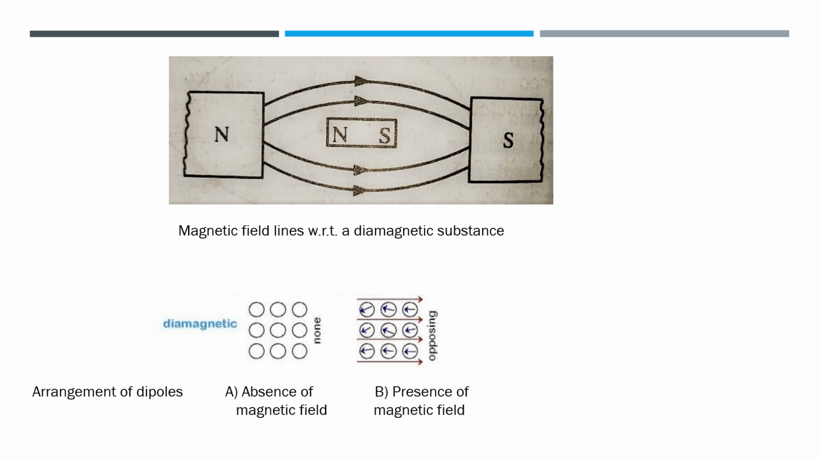And in the next figure, we can see that in the absence of a field, there is no net magnetic moment. However, in the presence of a field, there is a net magnetic moment. However, it is very small and is directed oppositely to the applied magnetic field.